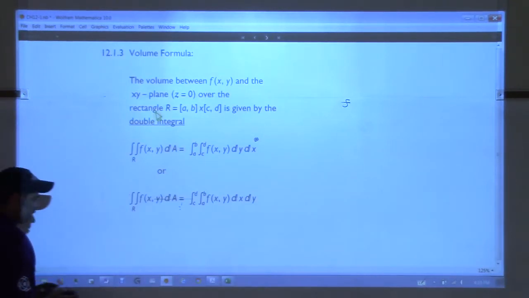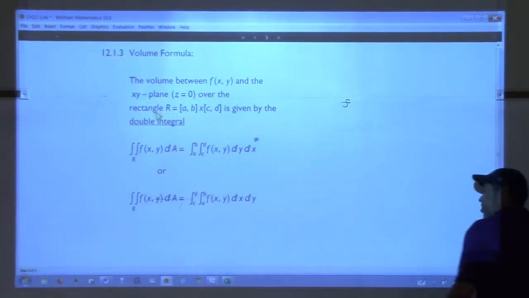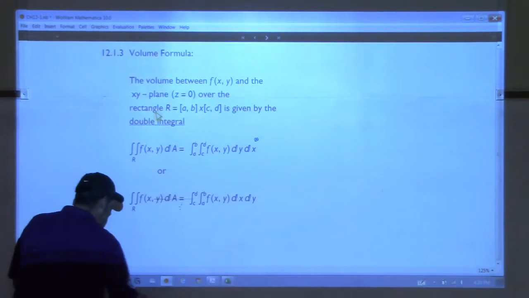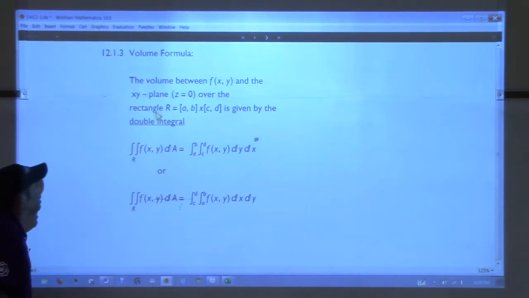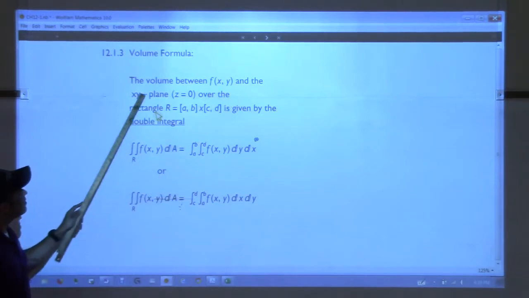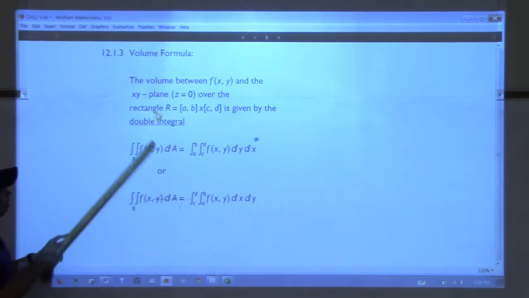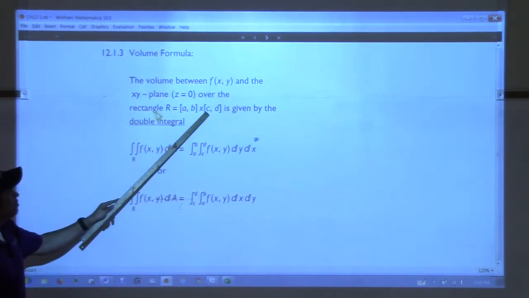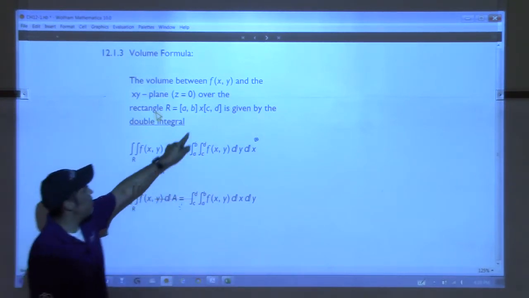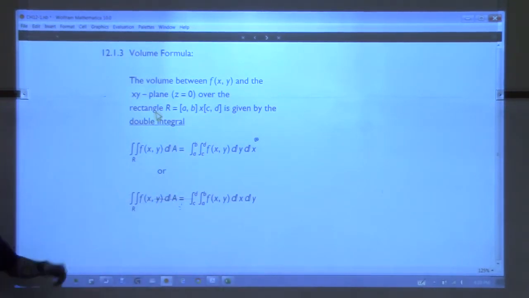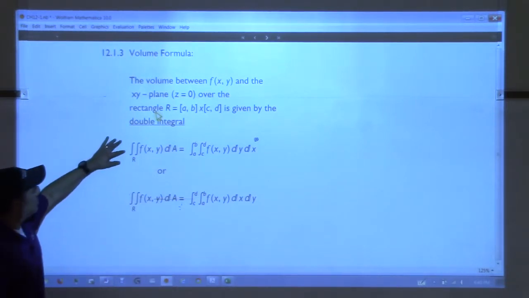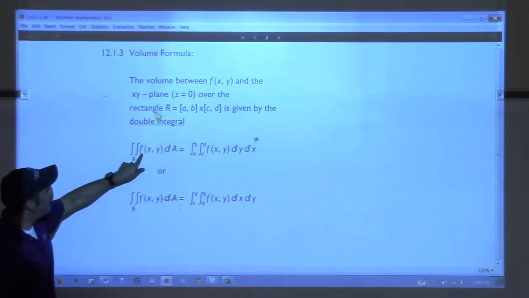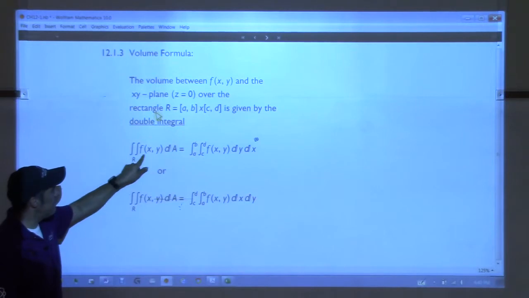All right, so this is our definition we're going to start working with. It says that the volume between a surface, a function of two variables, and the xy plane, which is z equals 0, over the rectangle R, which we will write closed interval [a,b] crossed with closed interval [c,d]. Don't look at that as a cross product. These aren't vectors. That's just a notation. Is given by the double integral. So we write double integral over R. R is our domain of the function of two variables, f of x, y, dA.